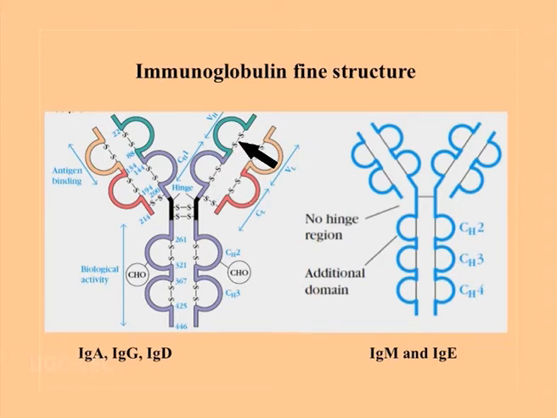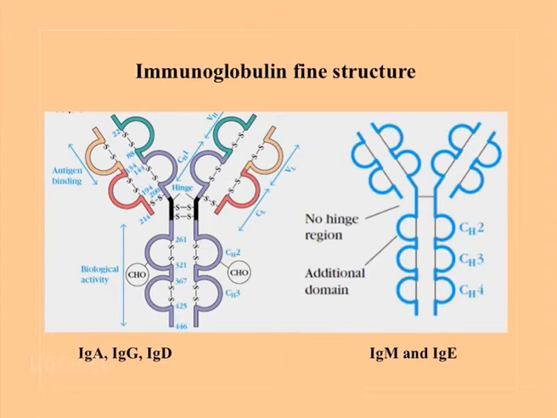For heavy chain, there are 4 domains in IgA, IgG and IgD, and 5 domains in IgM and IgE. 1 domain in the variable region and 3 domains in the constant region of IgA, IgG and IgD. Whereas in case of IgM and IgE, there are 4 domains at the constant region. Thus, the total length of the heavy chain of IgA, IgG and IgD is 440 amino acids, whereas in case of IgM and IgE, 550 amino acids, since each domain is composed of 110 amino acid residues.